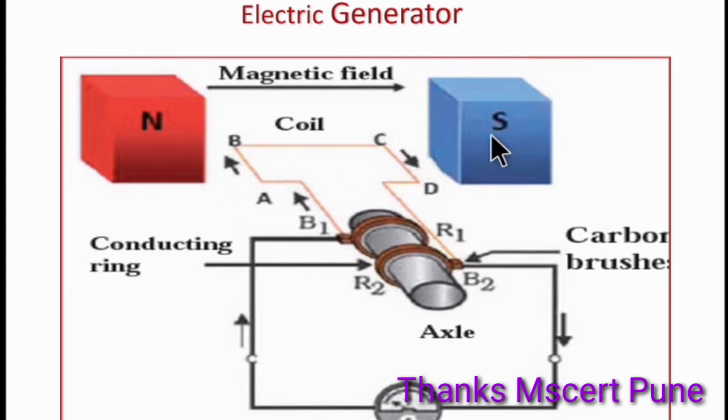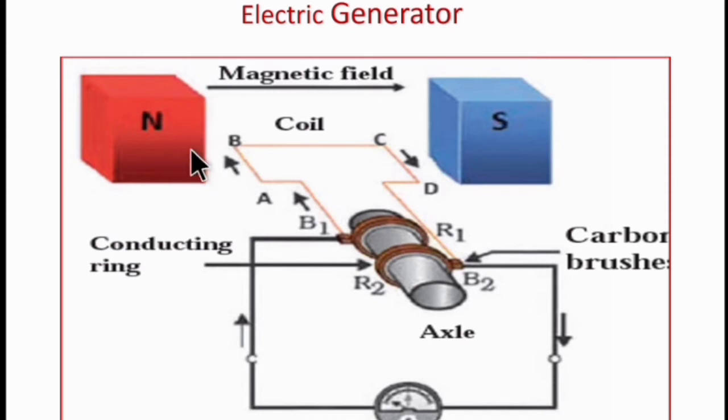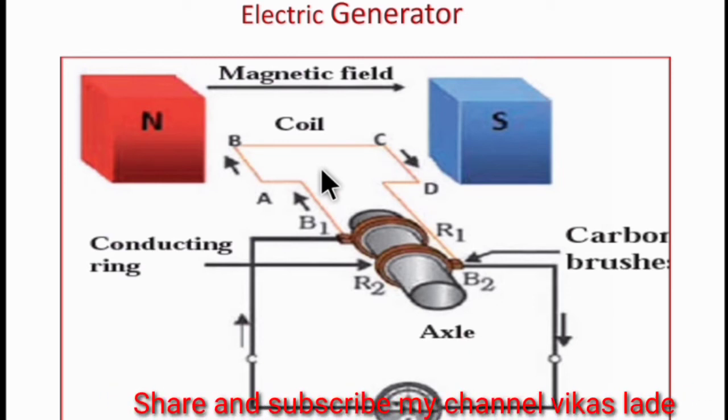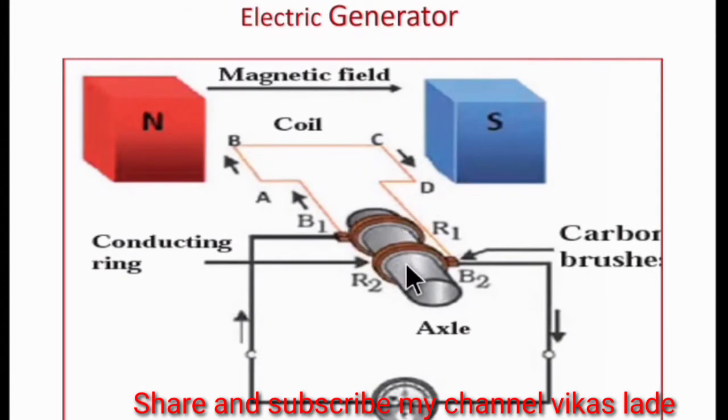Figure shows a copper wire coil ABCD kept between the two pole pieces of the magnet. In this magnet, here is the south pole and north pole. The two ends of the coil are connected to the conducting rings R1 and R2 via carbon brushes B1 and B2. Both rings are fixed with the axle.